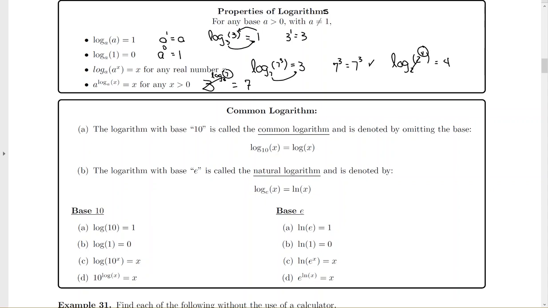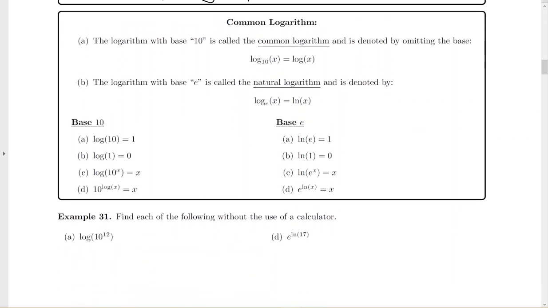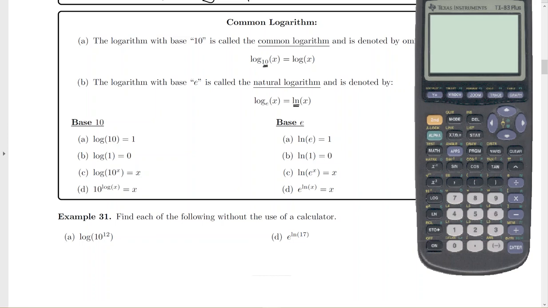There are two specific types of logarithms that we're going to be looking at. One is called the common logarithm. The common logarithm is the one that has base 10. And normally, you don't even see the number 10 down there. It's just assumed to be 10 if it's not written in. The other type of logarithm is called the natural logarithm, and its base is e. Rather than write log base e, we're going to shorten it to ln, representing natural log, but its base is e.